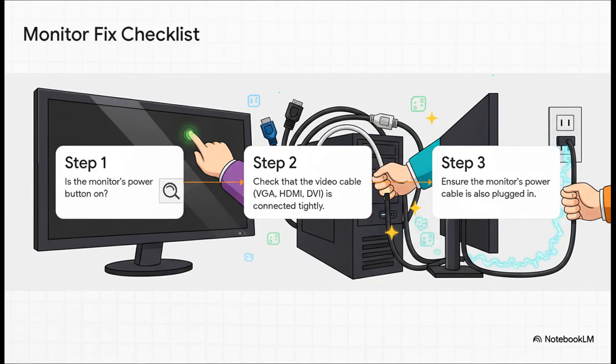First, the simple stuff. Is the monitor's own power button even on? Sometimes it gets bumped by accident. Okay, next, let's trace that video cable all the way from the monitor to the computer. That's the cable that sends the picture. Make sure it's snug and tight on both ends. And finally, double-check that the monitor has its own power cable plugged in too. See, even a problem that looks really big can have a super simple fix.